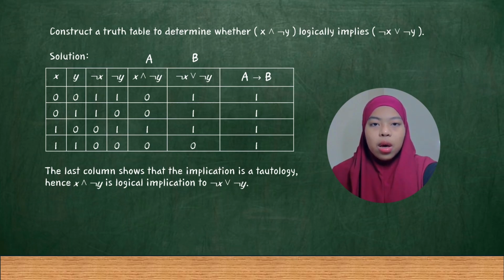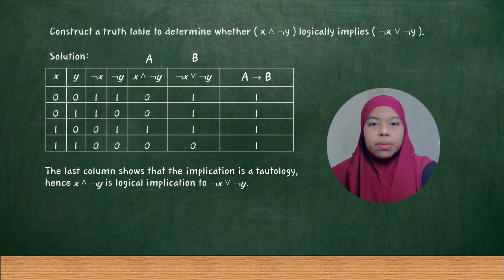Next, we assume that 1 is true and 0 is false, and then we need to find the truth value of x, y, negation x, negation y, x and negation y, and lastly negation x or negation y. So now, we need to find the truth value of each column and identify the type of proposition, whether it is a tautology, contradiction, or contingency. And if we get the tautology, or all the truth values of the last column are true, we could say that the two expressions are logically implied.